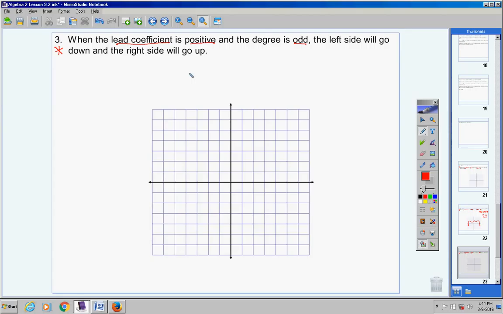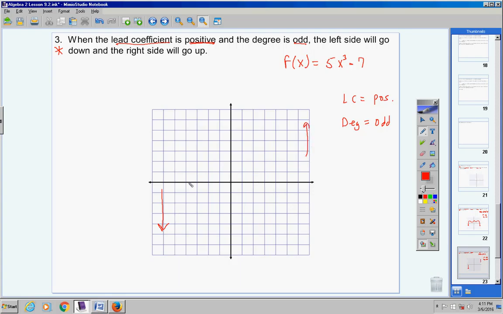When the lead coefficient is positive and the degree is odd, the left side will go down and the right side will go up. So let's say our function looked like this: 5x cubed minus 7. Is that written in standard form? Yes, it is. My lead coefficient is 5. We call that positive. So positive 5. My degree is 3. We call that odd. So when the lead coefficient is positive and the degree is odd, then the left side will go down and the right side will go up.